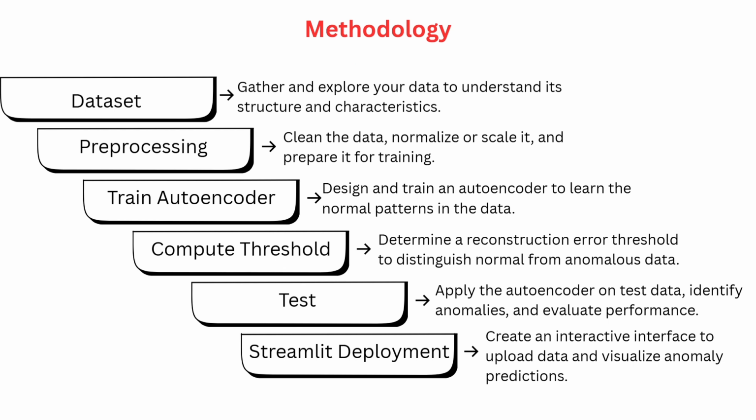Our methodology followed a standard machine learning pipeline tailored for this unsupervised task. First, we gathered and cleaned the data, preparing it for training, which involved normalization and scaling. We then designed and trained our autoencoder to learn the normal patterns exclusively. We determined a reconstruction error threshold to cleanly distinguish between a normal X-ray and an anomalous or pneumonia X-ray.